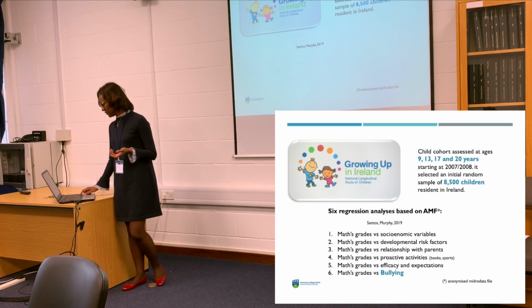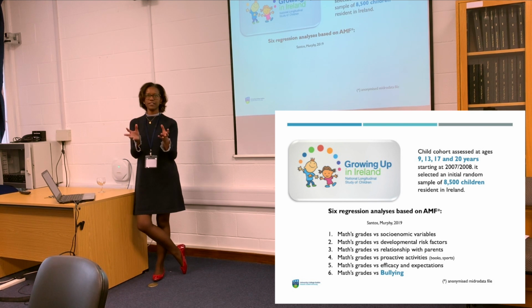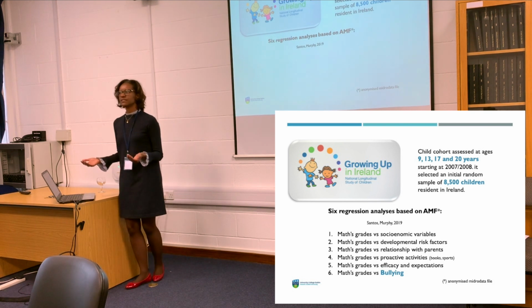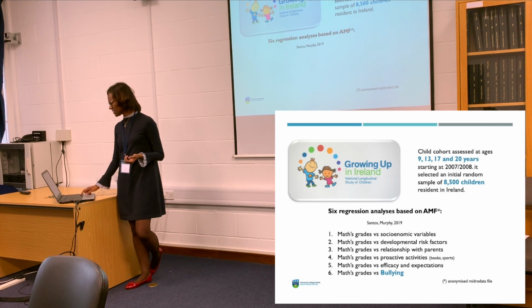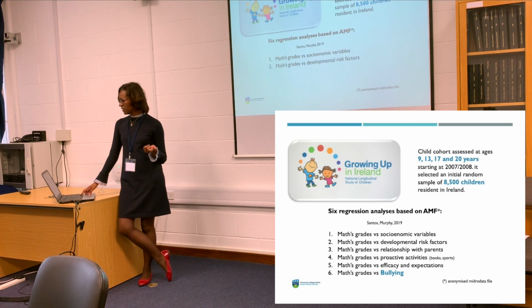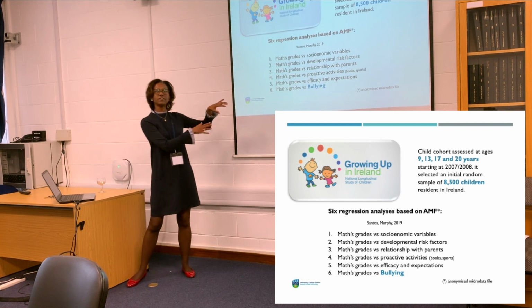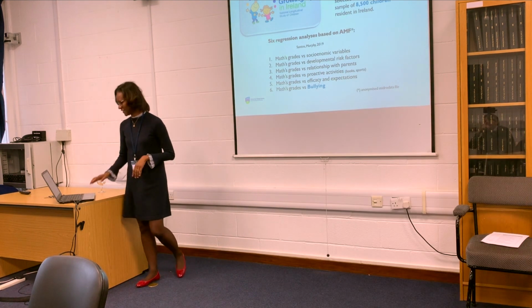So what are we doing with this data? We select maths performance, maths scores, and we are looking at this data in comparison to different variables, and we did 6 different regression analyses so far. One is related to socioeconomic factors, the others developmental risk factors, relationship with parents, proactive activities, efficacy and expectations, and the one I will present today is regarding bullying. Just for the record, all of them are significant, so it's very, very nice.